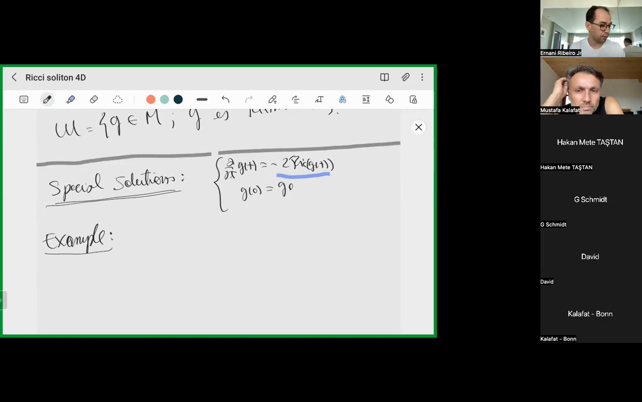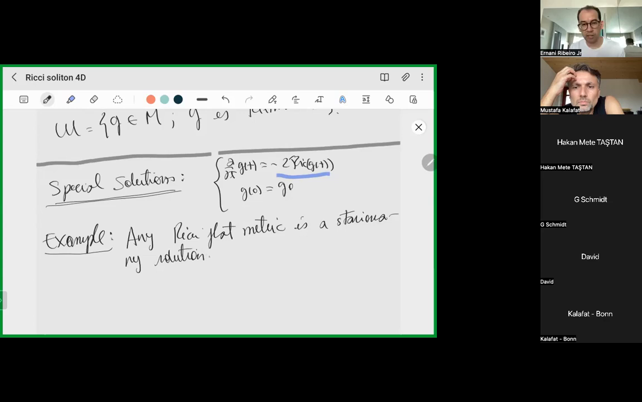In other words, any Ricci flat metric is a stationary solution. Nothing changes if you start with a Ricci flat metric, because the term that we are interested in on the right hand side becomes zero. Then we can consider, for example, the Euclidean space, a K3 surface with Calabi-Yau metric, or a flat torus. If you put these inside of the Ricci flow, nothing changes.